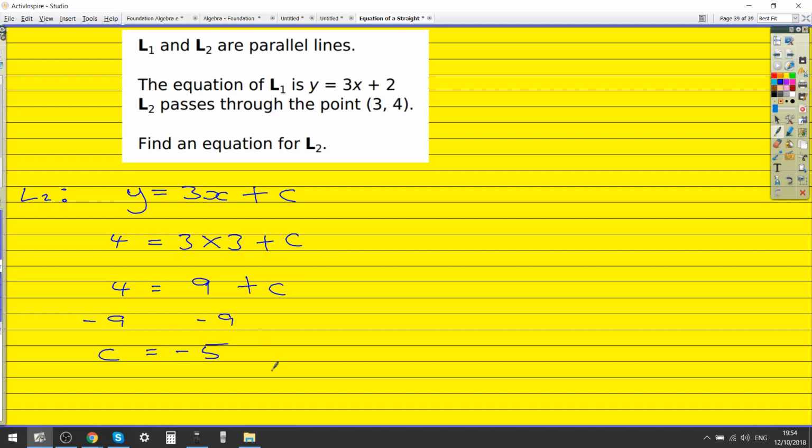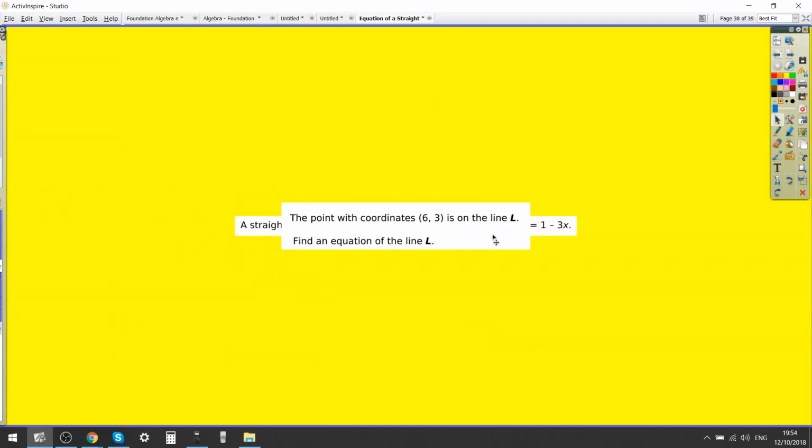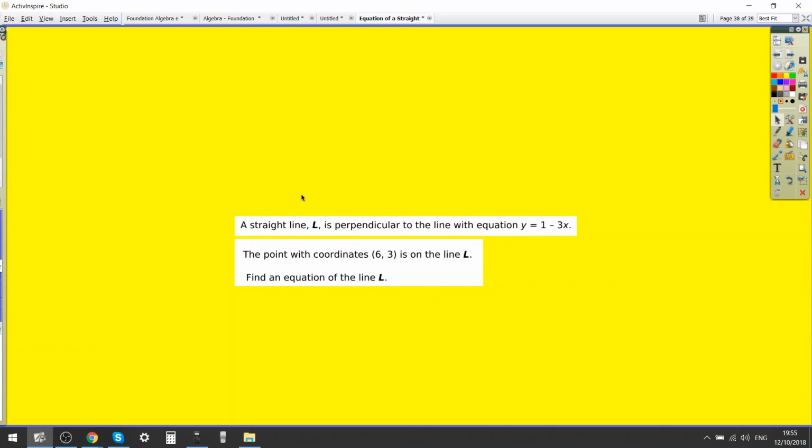And so what's your final answer? Y equals 3x minus 5. That's it. Y equals 3x minus 5. So you can just sub in the coordinates and use that to find c. Now let's try this one.